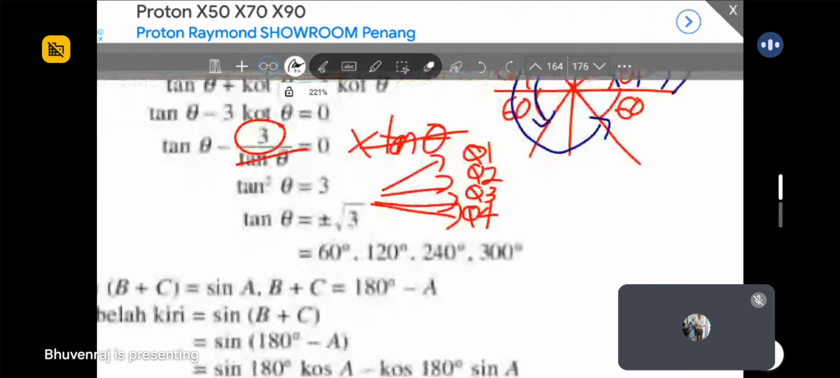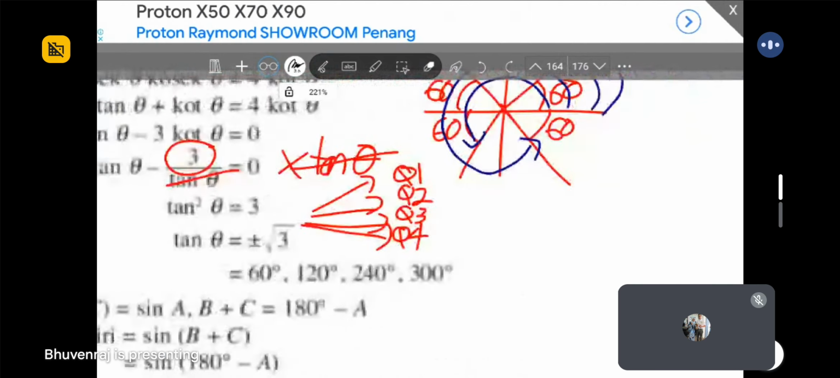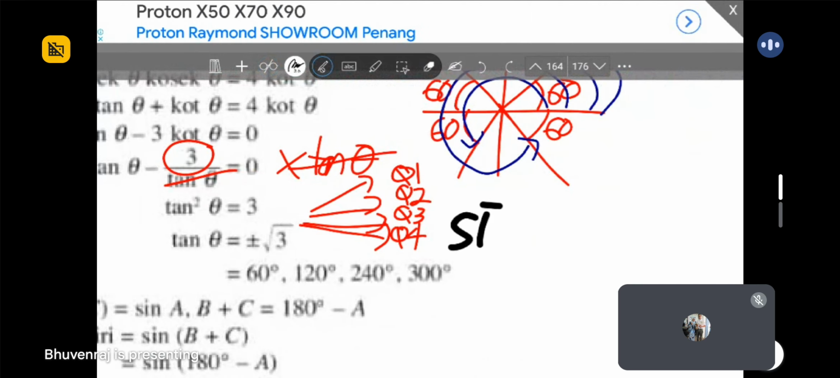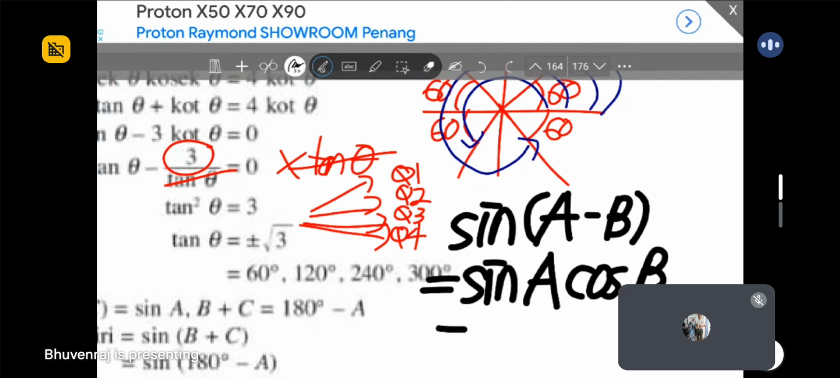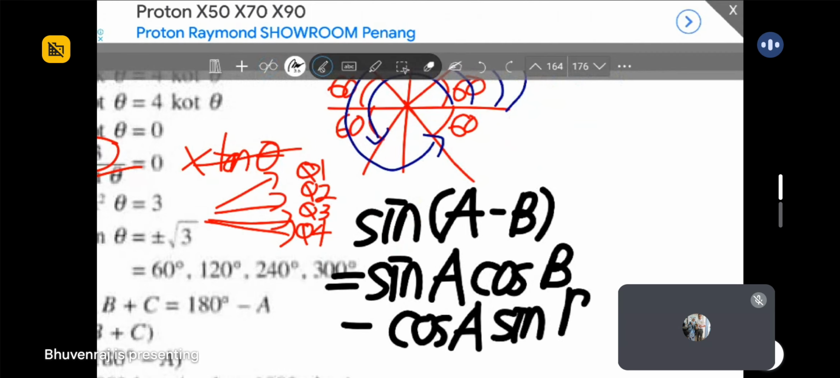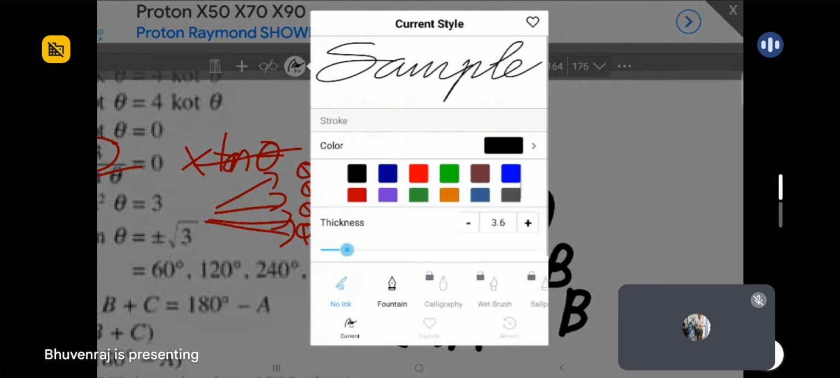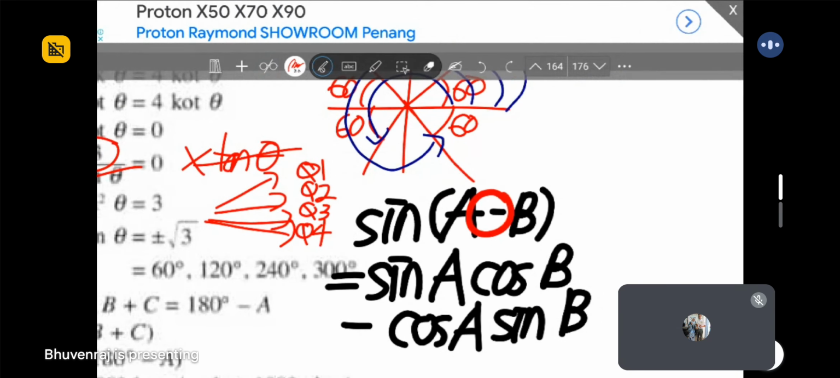So you can see over here, 180 minus A. And then, same step, you need to expand this function. The answer is sin A cos B minus cos A sin B. This is the expansion. Always remember for sin, you follow the symbol. If there is minus in between, minus outside also.